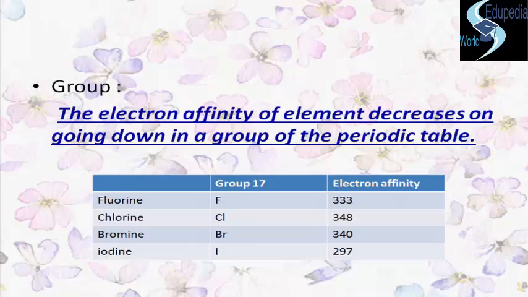as when we move in the group from top to bottom, the size of the atom generally increases and the nucleus goes deep inside the atom. So due to this, the attraction of the nucleus for the incoming electron decreases and hence less energy is released on adding an extra electron to the atom.